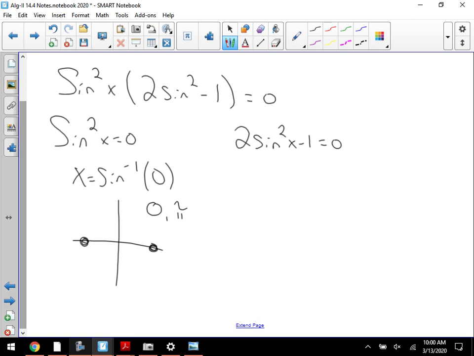Okay. On the other side then, you work backwards. Add 1, divide by 2. Sine squared x is 1/2. I'm almost done. Now what do I do?